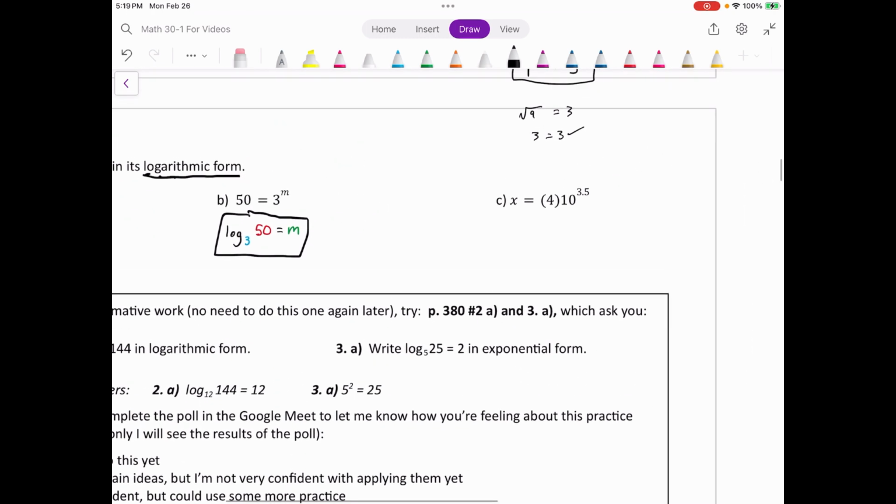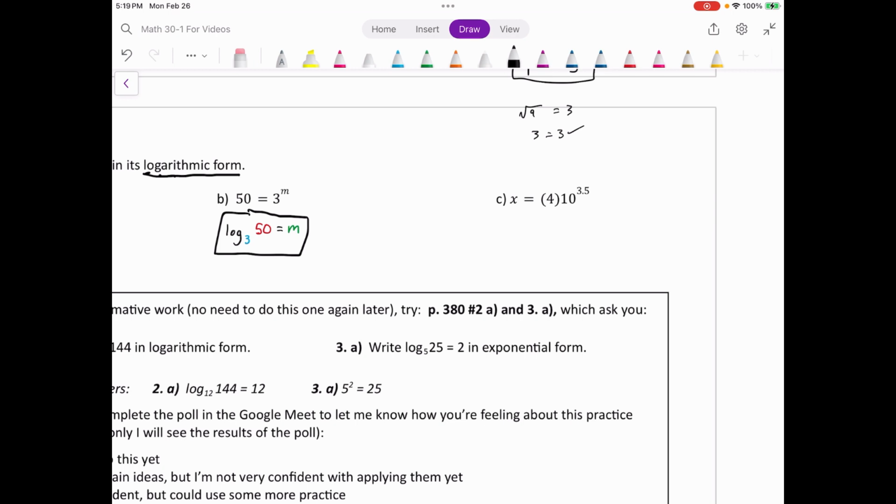Okay, let's try one more here. x equals 4 times 10 to the 3.5. Now again here, notice, you can't quite say the sentence, right? We could say 10 to the power of 3.5 equals x, but what about the 4? We're leaving that out, right? This to the power of this equals this leaves out the 4. That's an important part of the equation. So how could we fix that?